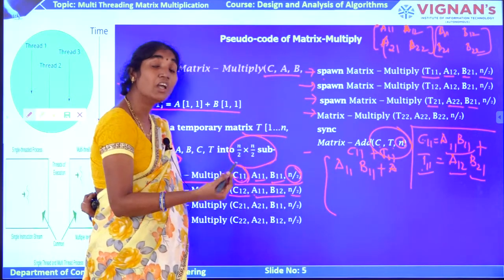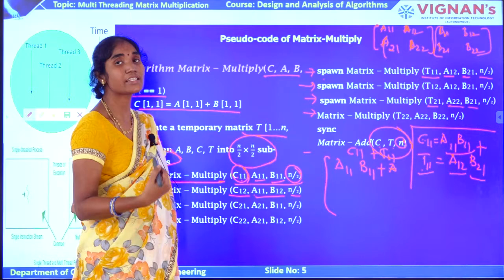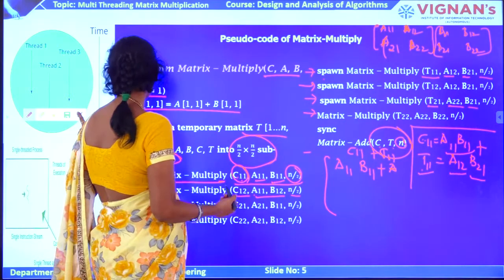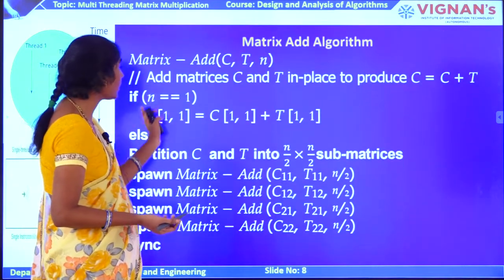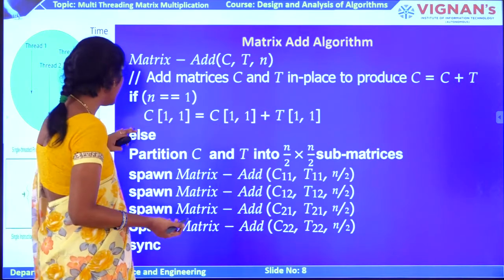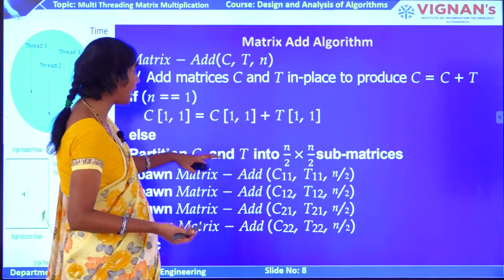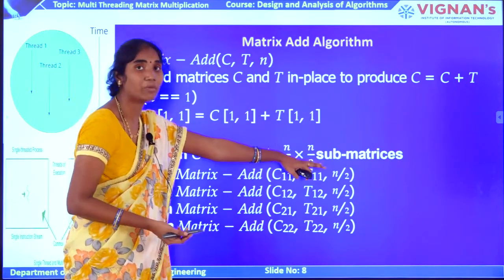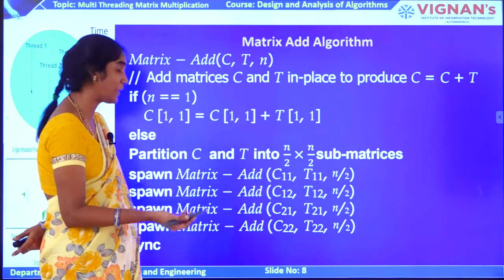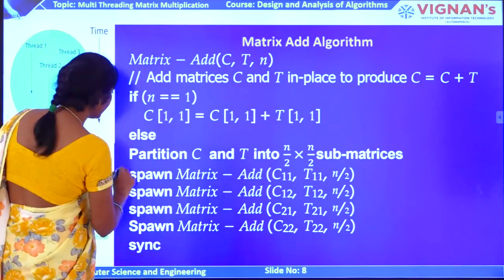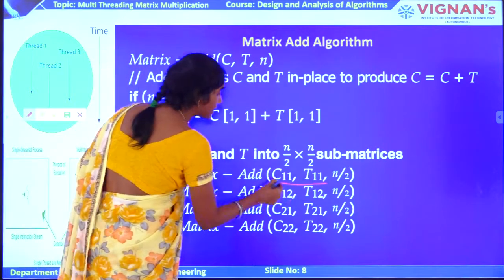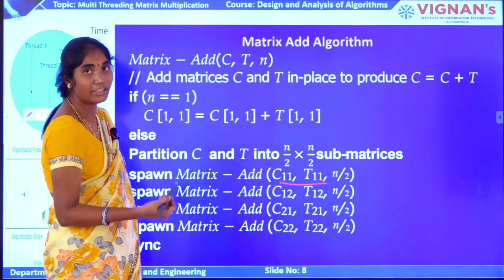Now we will see how to add the C, T, right? This is a similar algorithm, addition of two matrices. If n is equal to 1, directly give the solution. Otherwise partition C and T into n by 2 and n by 2. Again we are dividing, and again in the same procedure, spawn matrix add C11, T11, n by 2.